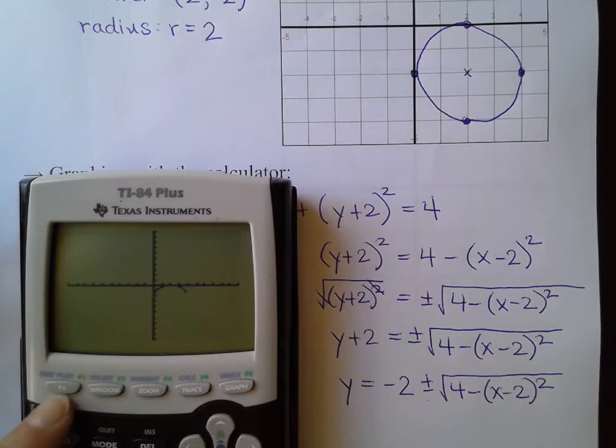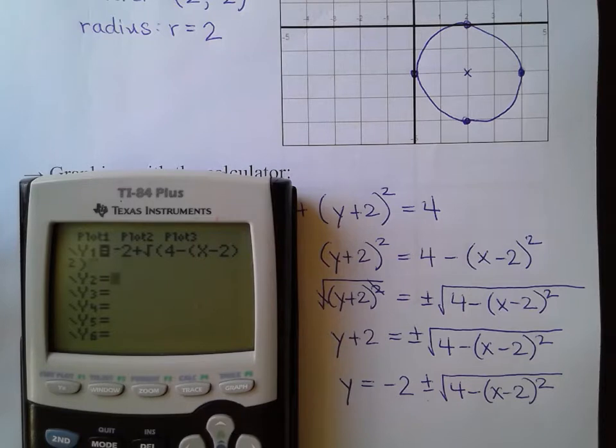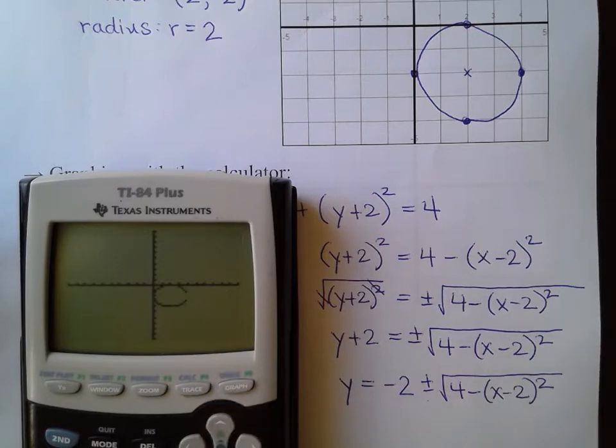Let's go back to y equals and graph the bottom. So now for y2, I'm going to arrow down to the next y that I have there, and I'm just going to leave them both in so I can graph them at the same time. Now I'm going to do -2 minus the square root of 4 minus (x minus 2) squared, close the parentheses, and I'm going to graph that. That's going to add the bottom arc.